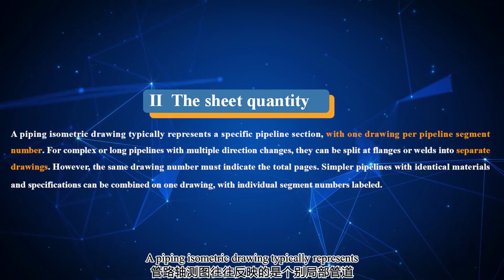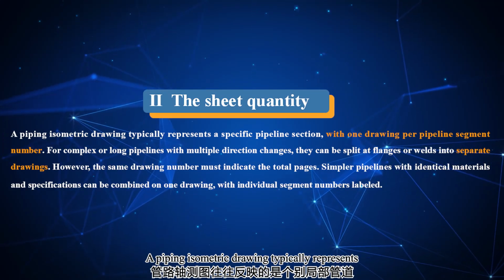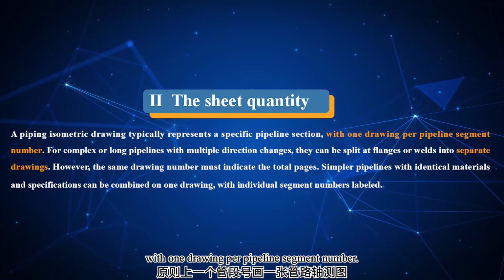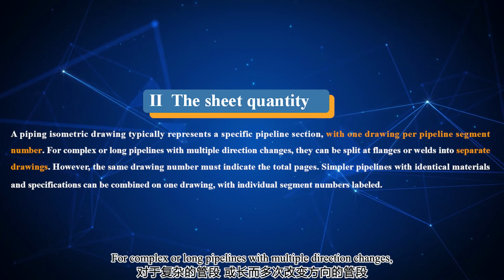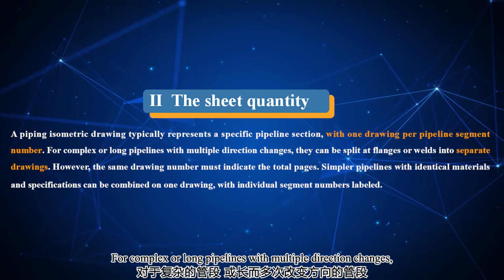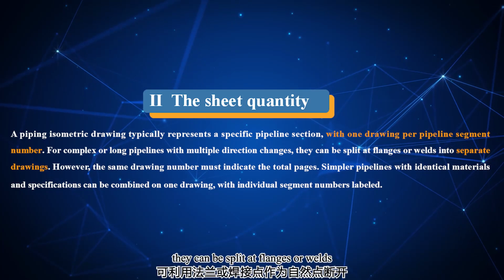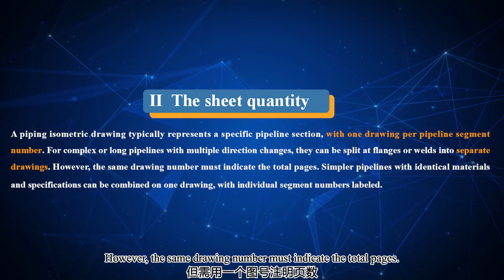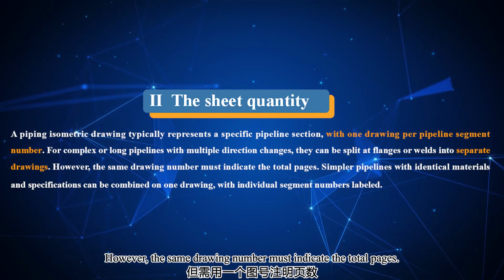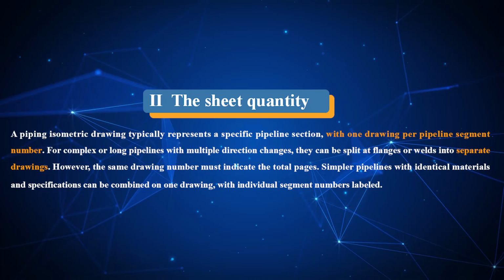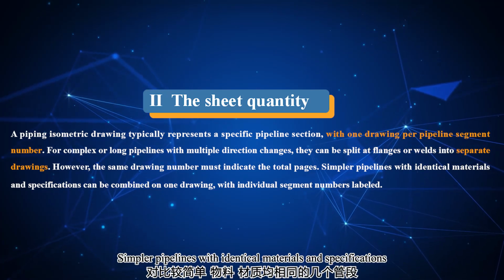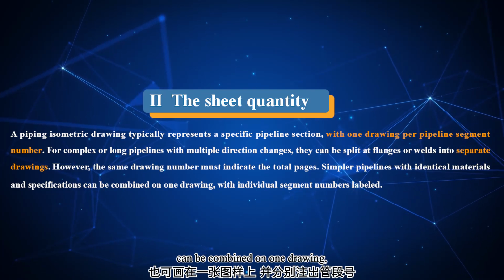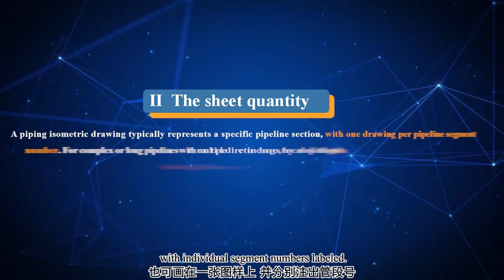A piping isometric drawing typically represents a specific pipeline section with one drawing per pipeline segment number. For complex or long pipelines with multiple direction changes, they can be split at flanges or welds into separate drawings. However, the same drawing number must indicate the total pages. Simple pipelines with identical materials and specifications can be combined on one drawing with individual segment numbers labeled.